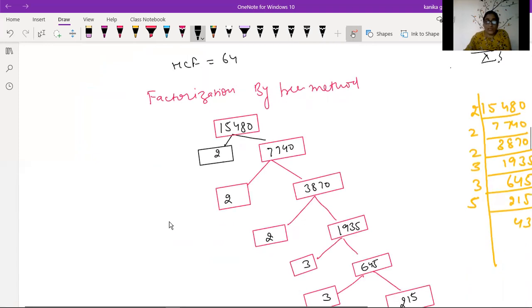Now the next question is factorization by the tree method. In this factorization we have to use the prime factorization. So first of all we know the prime numbers. Prime numbers are those numbers which have two factors, 1 and itself. So first of all we write some prime numbers: 2, 3, 5, 7, 11, 13, 17, 19, 23 and so on. These are the prime numbers. They have two factors, 1 and itself.